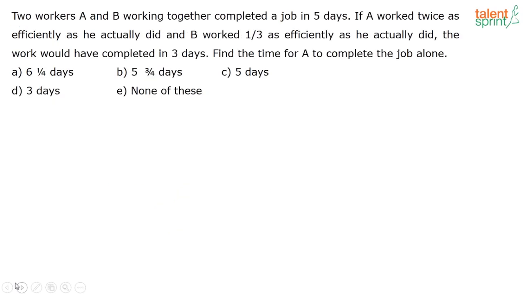Yeah, let's look at the next question. Two workers A and B working together completed a job in 5 days. If A worked twice as efficiently as he actually did, and B worked 1/3 as efficiently as he actually did, the work would have been completed in 3 days.